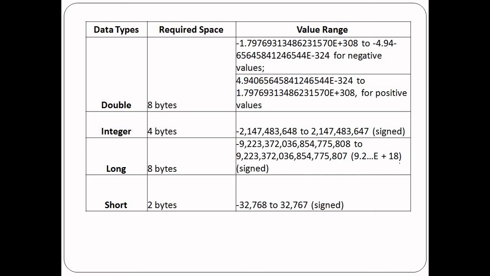Long data type can store numbers up till 8 bytes, and this is the range we have with long data type. And with short data type, we can store numbers from -32,768 till 32,767 on positive side, and we can store both negative and non-negative numbers with short data type. So this is about the data types available.